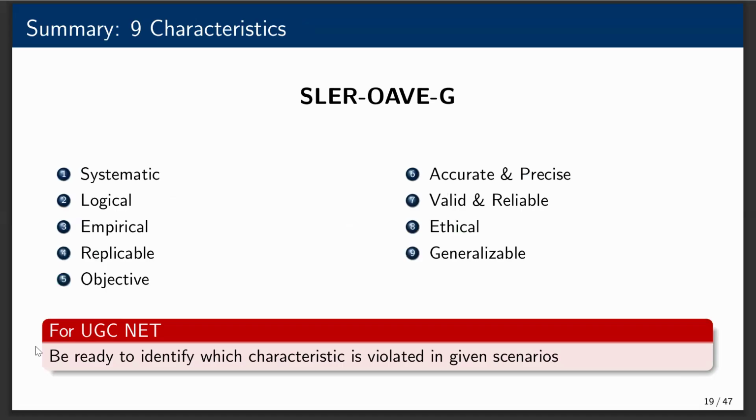This is very important. Now, summary of the 9 characteristics. It should be systematic, logical, empirical, replicable and objective, accurate and precise, valid and reliable, ethical and generalizable. So for UGC NET, be ready to identify which characteristic is violated in given scenarios. Okay.